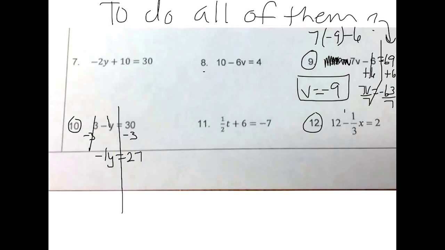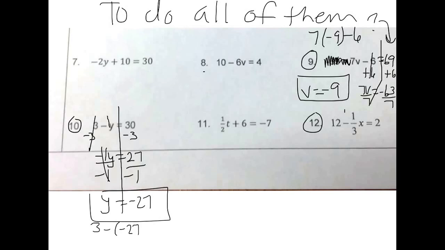The last step has been the same on all of these so far. When it's beside it, I divide it. Those cancel out. Y equals 27 divided by negative 1 is negative 27. Okay. If I were testing this in my calculator, I would type in 3 minus negative 27 and see what that equaled. If it equaled 30, then I did it right.